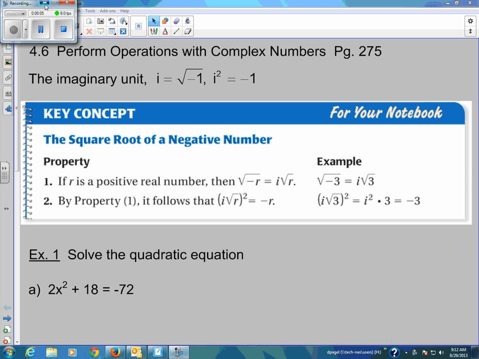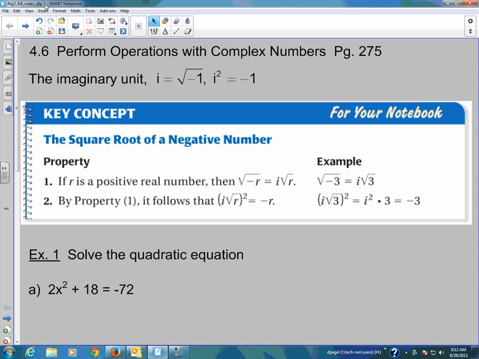Section 4.6. Perform operations with complex numbers. The complex number is useful for us because there are times when we're solving an equation, we end up with maybe a negative sign under a radical. And if that negative sign is under an even radical, so square root, fourth root, sixth root, eighth root, the complex number is going to be a solution for that particular problem.